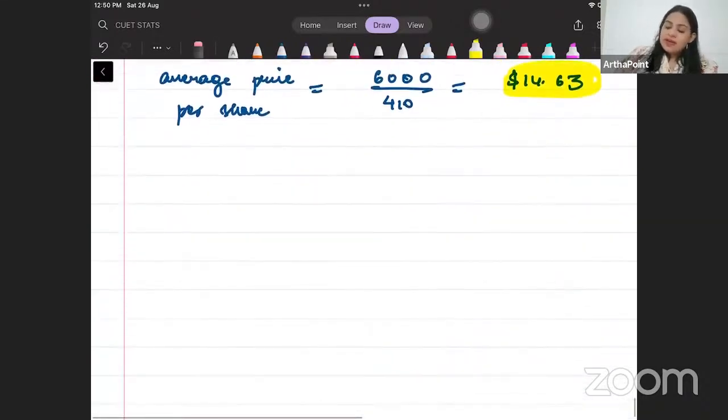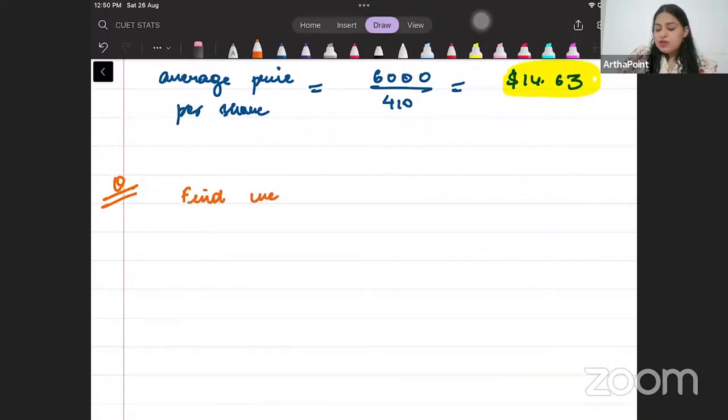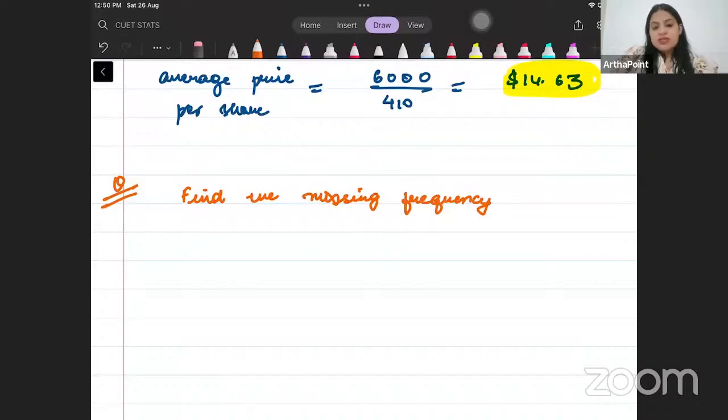Okay, ji. Take the next question, beta. So now I'm doing one on missing frequency. So please write down, find the missing frequency. I'm not considering price as X. You could have considered price as X and done also, but it's the same thing only.